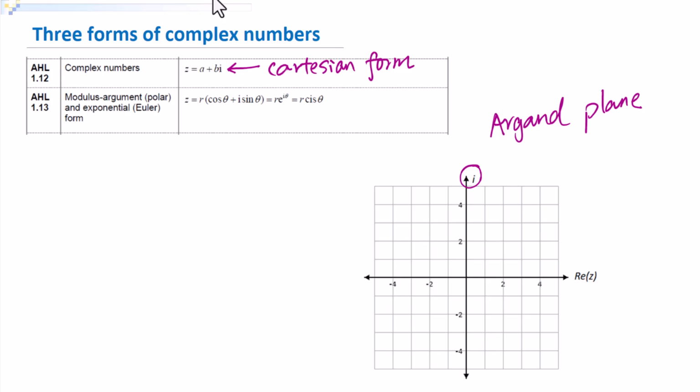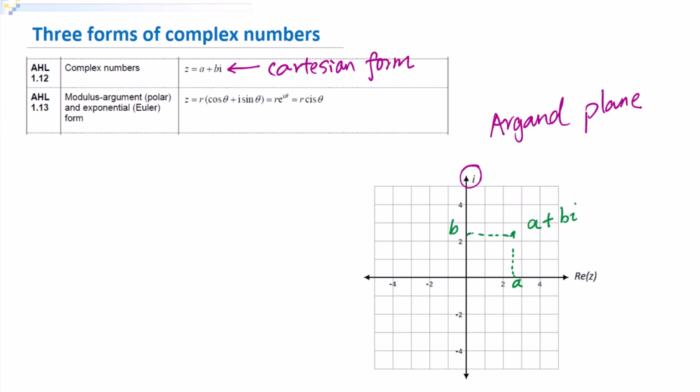Think about this is a plus bi. Then this is a, this is b.